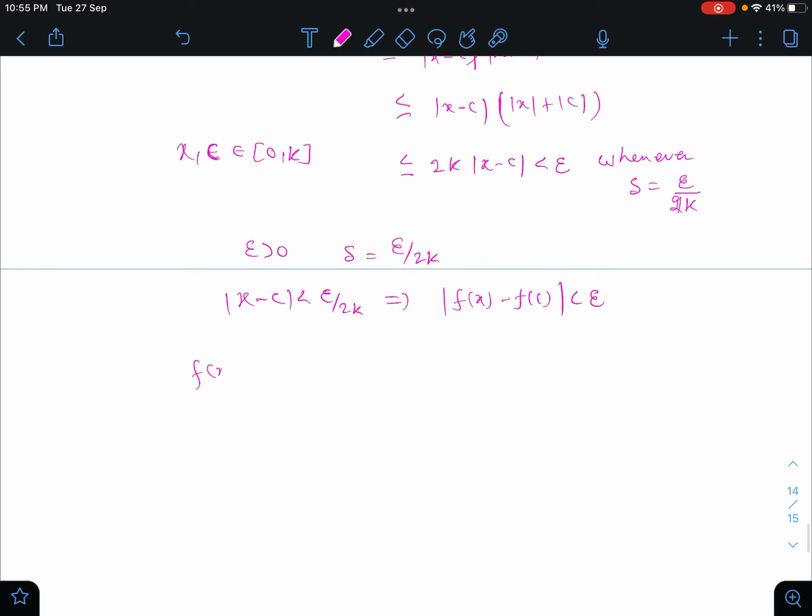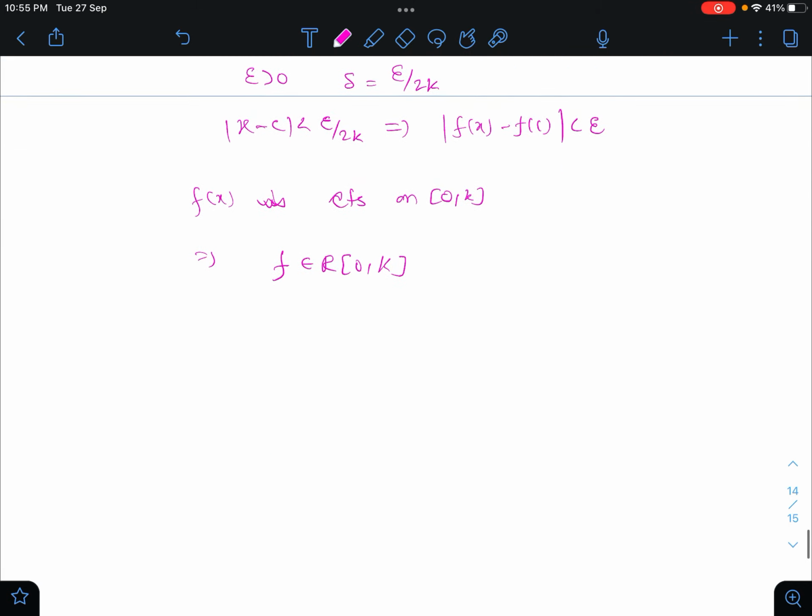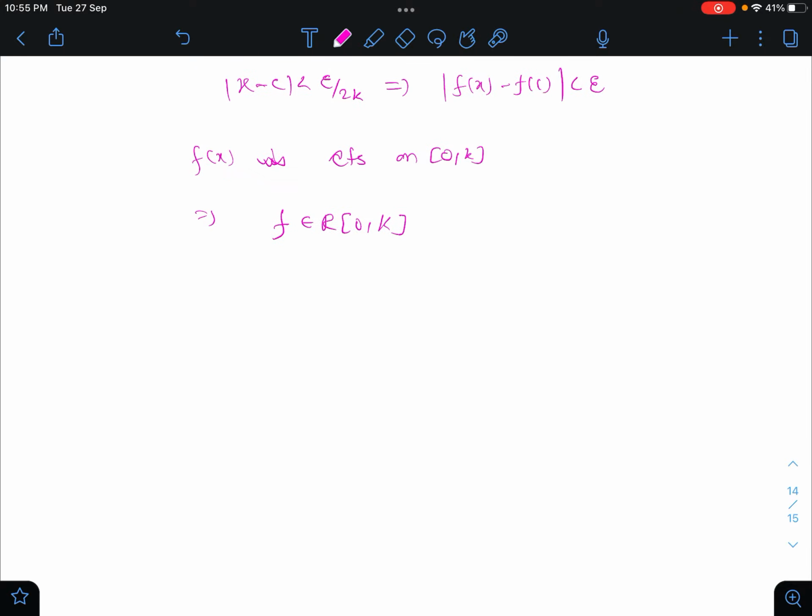Hence f(x) is continuous on 0 to k. That implies f is Riemann integrable. This is the way to show that a function is Riemann integrable. The first part is done.